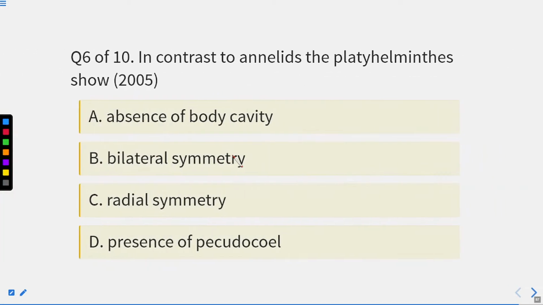Okay. I am giving you some questions. You can note them down and practice, right? They have been asked in some examinations, like this one in the year 2005. In contrast to annelids, the Platyhelminthes show: A, absence of body cavity; B, bilateral symmetry; C, radial symmetry; D, presence of pseudocoel.